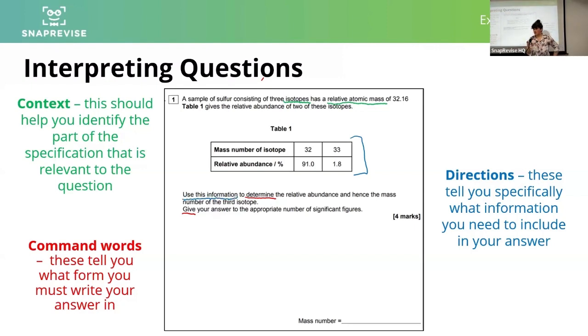So even though the command word "determine" already tells me that I need to use the information I've got in there to determine the relative abundance, they have also asked for an appropriate number of significant figures, so I must make sure I give it. Otherwise, I could lose a whole mark for giving the wrong number of significant figures. So then I can have a go at the question. I'm thinking it's isotopes. I'm thinking I need to use the information that's been given to determine the third isotope, and then I'm going to give my answer.